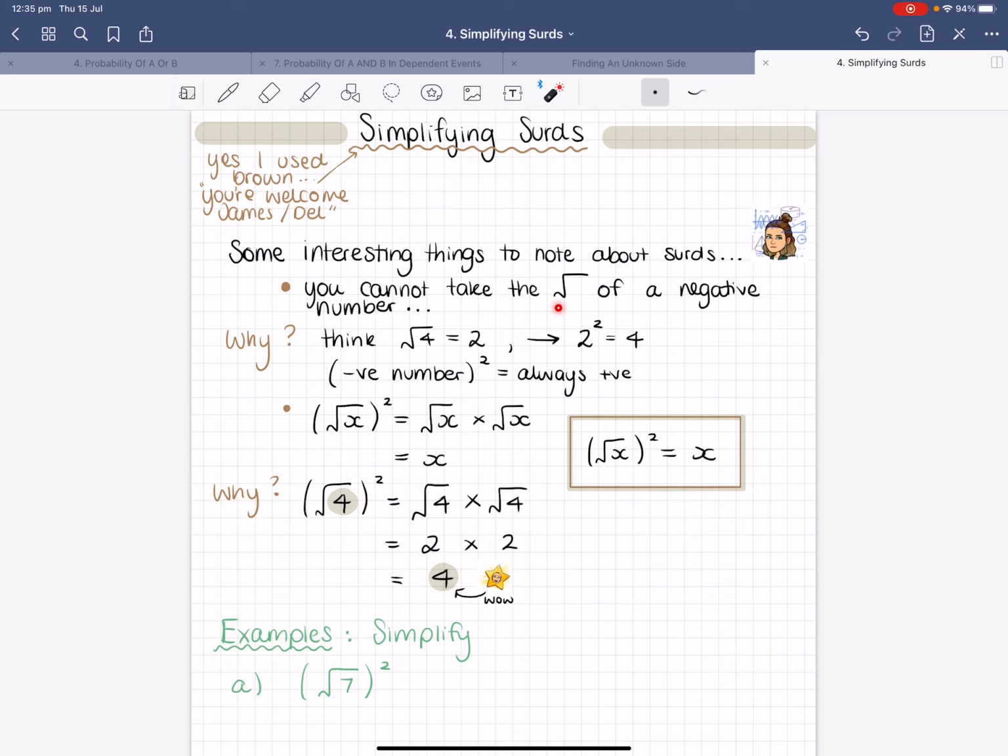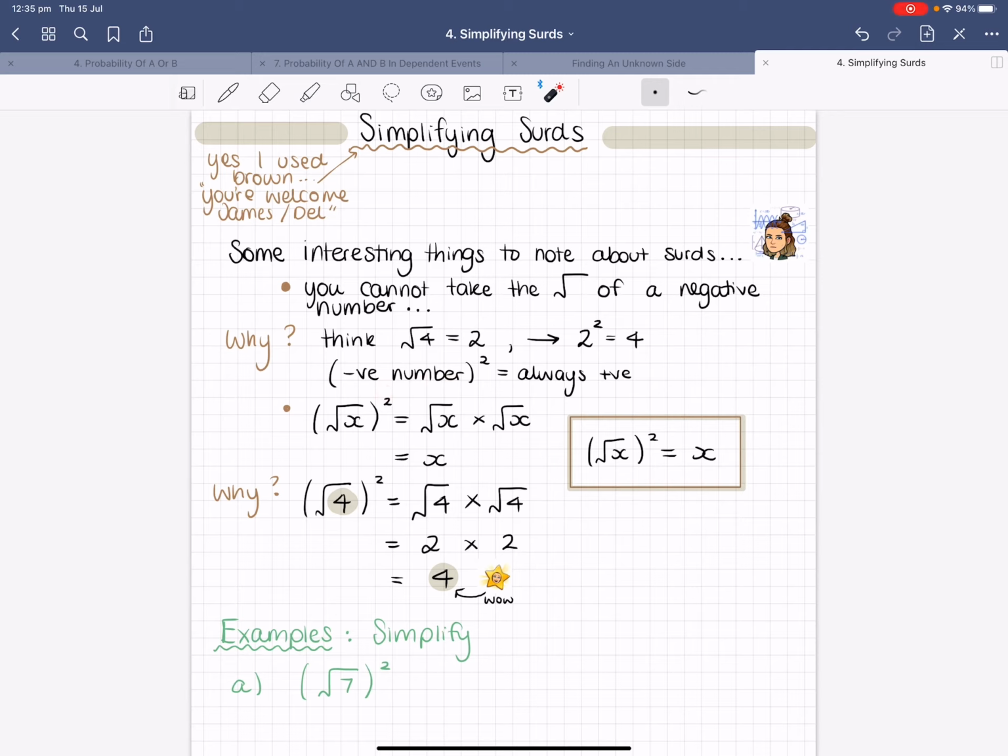So, you cannot take the square root of a negative number. Why? Well, if you think about what taking the square root actually means, it means what number, when you square it, gives you the number under the square root. So, for example, the square root of 4 is 2, because 2 squared is equal to 4. Now, you cannot have a negative number squared give you a negative number. Therefore, you can't take the square root of a negative number because any negative number squared ends up as a positive.